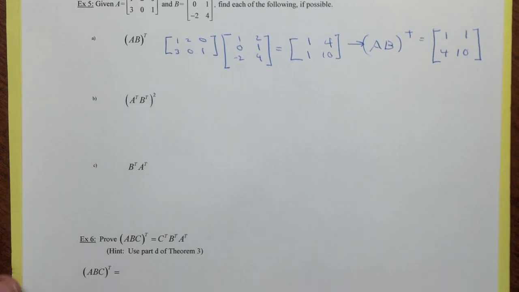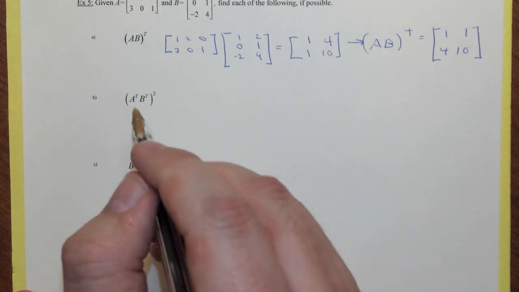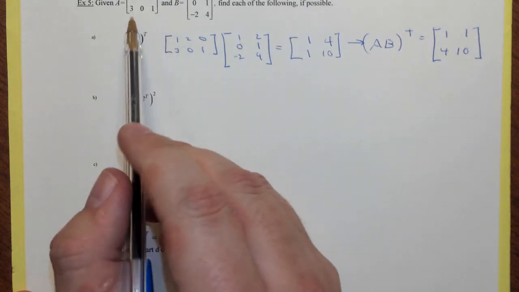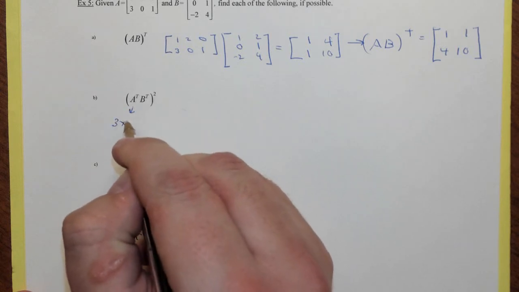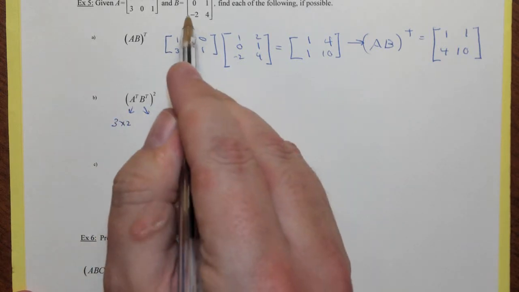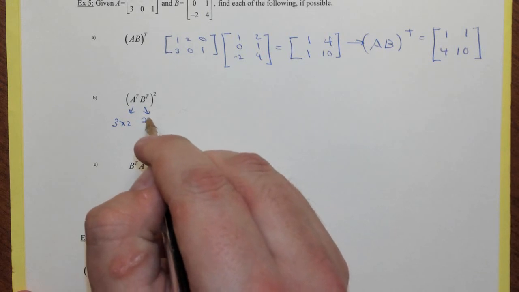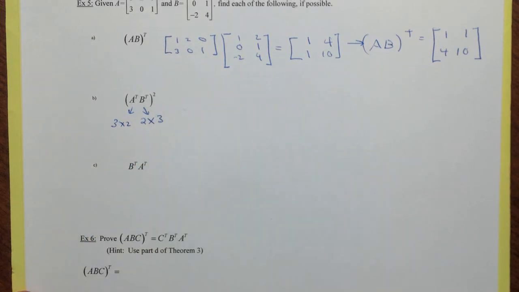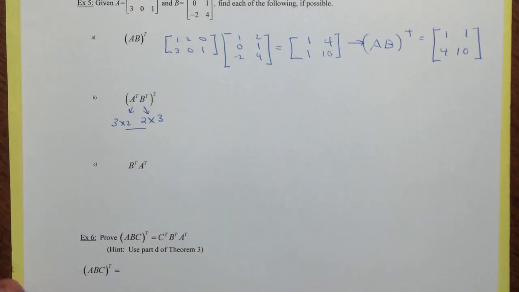Can do some more with this. A transpose B transpose will actually turn out to not be defined because the dimensions of A are 2 by 3, so A transpose is 3 by 2. The dimensions of B are 3 by 2, so B transpose will be 2 by 3. I don't know why I said it was undefined. Clearly I was thinking of a different example. That can definitely be done, but I will leave that to you.